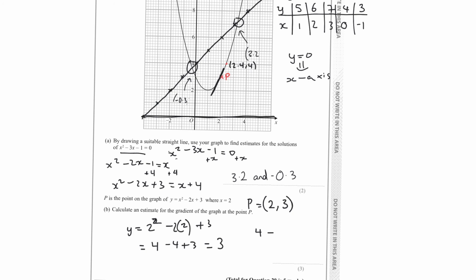4 minus 3, because the y value here is 4 minus 3, and then changing x would be 2.4 minus 2. So that'll be 1 over 0.4. And if you put into your calculator 1 divided by 0.4, you should get an answer of 2.5. Okay, good. So moving on.